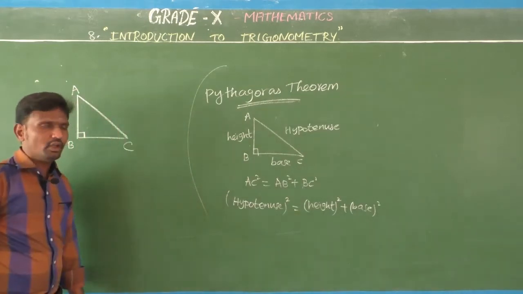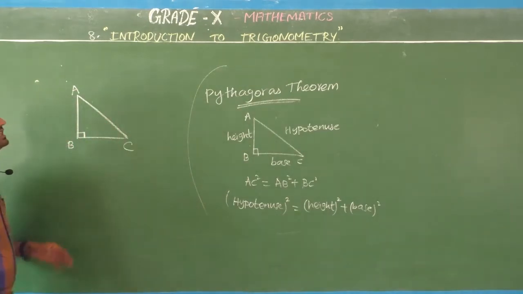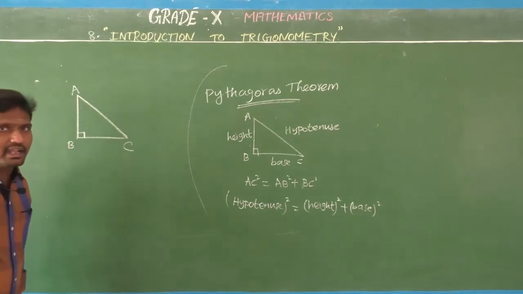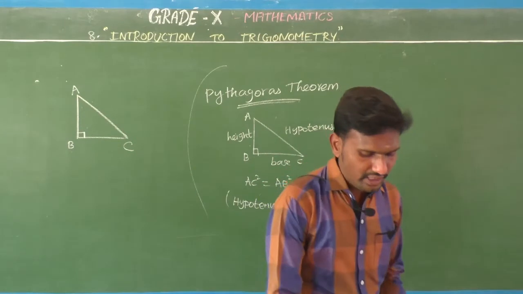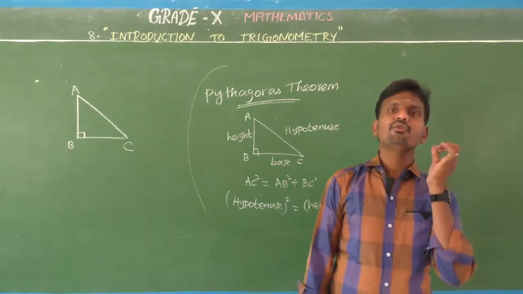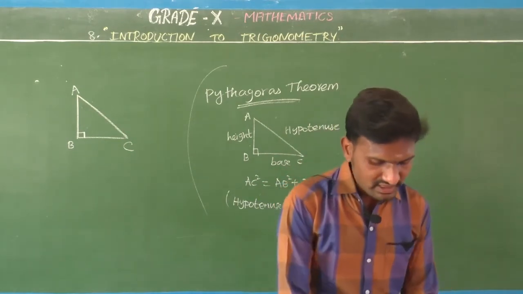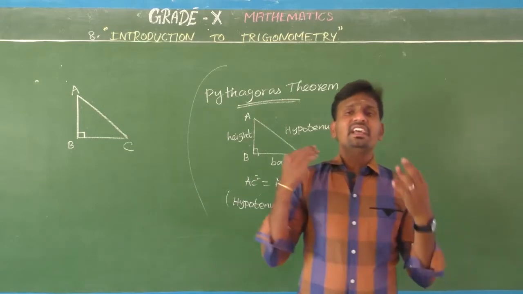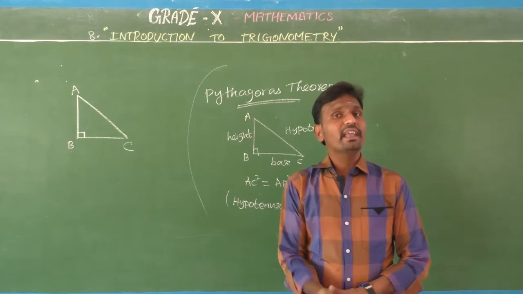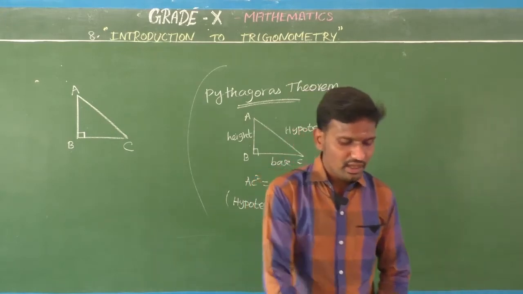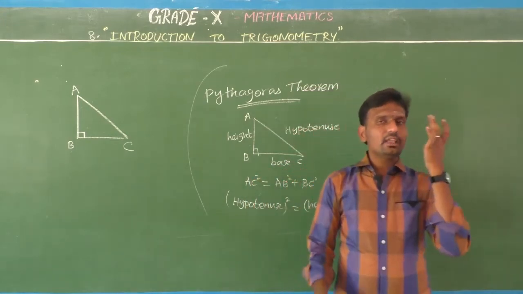Now, coming to the 10th syllabus, we are looking at that right angle triangle with different names. So take your book, page number 174. For this chapter, from the right angle triangle, we are going to take some ratios with respect to the acute angles.